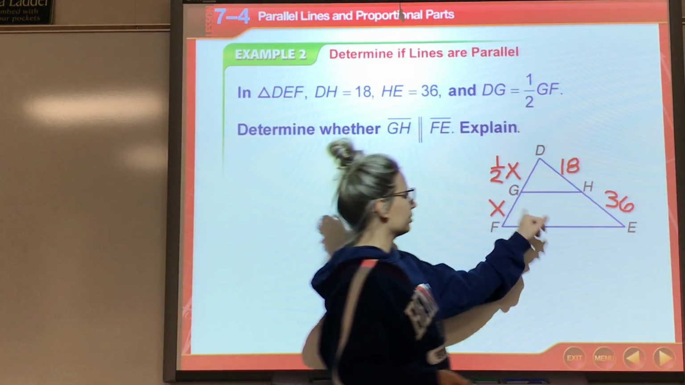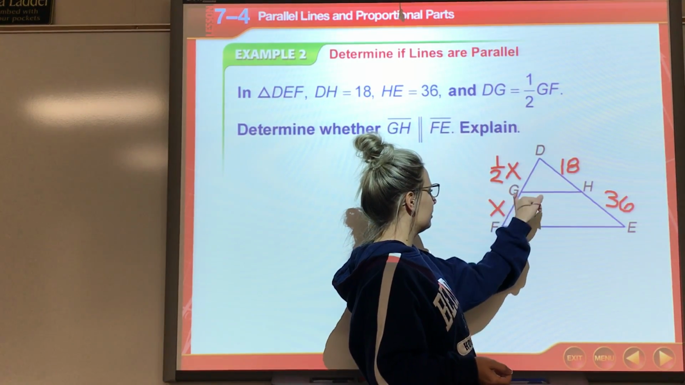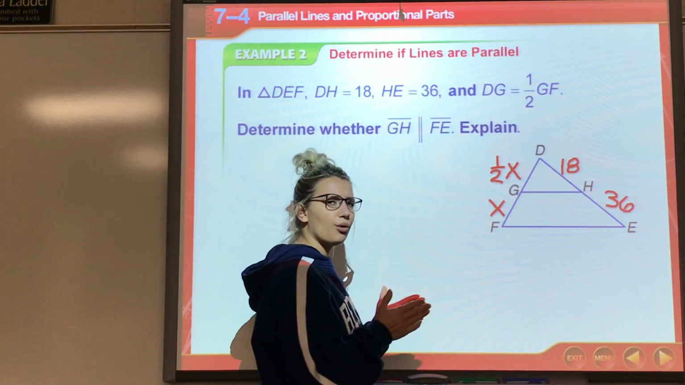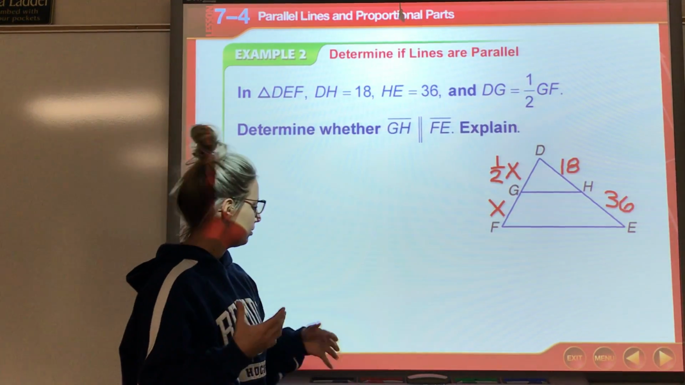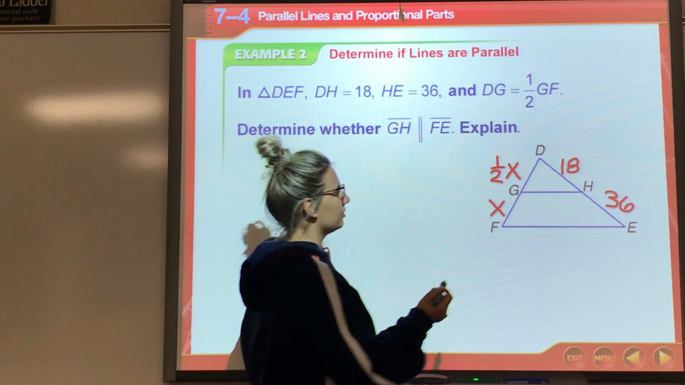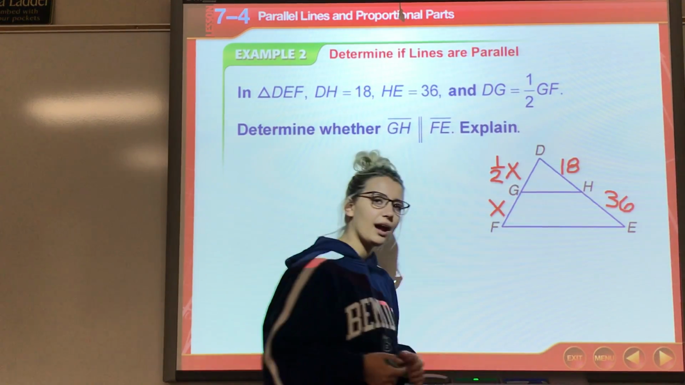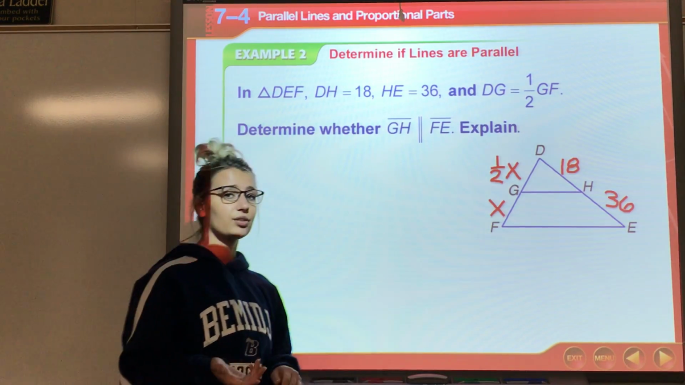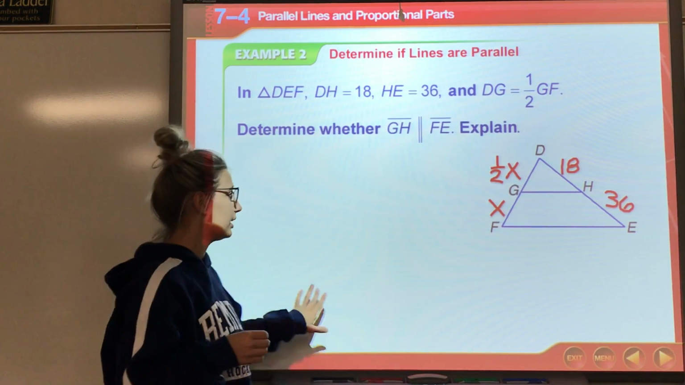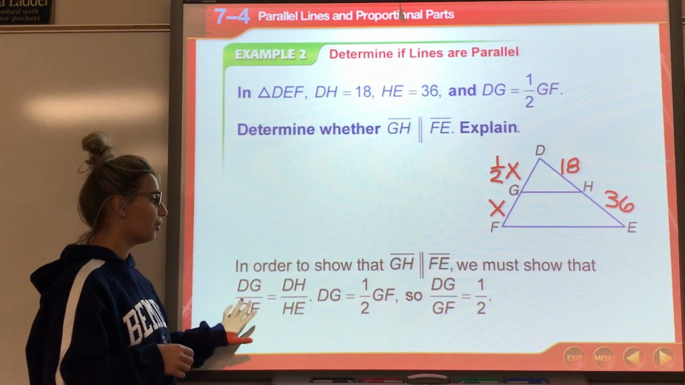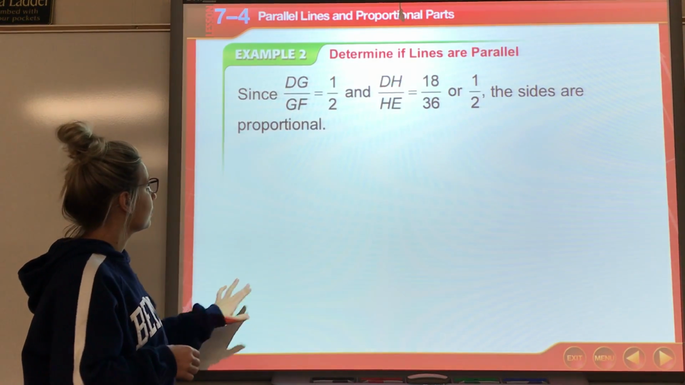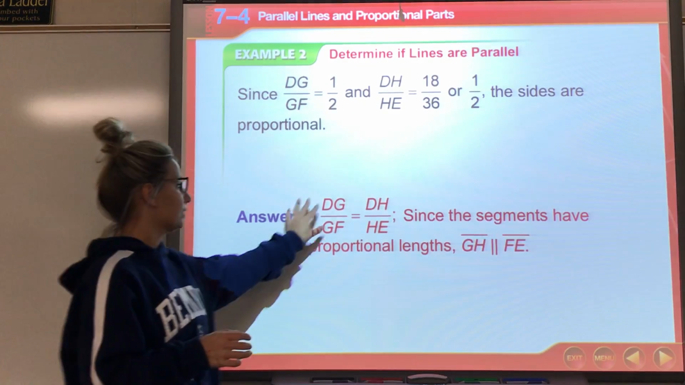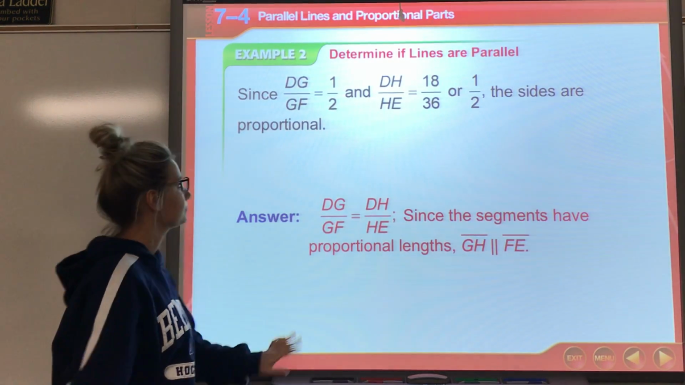So X is this GF and DG is 1/2 of it. So if these were proportional, 18 would be 1/2 of 36, right? Well, that's true. 18 is half of 36. So since those proportions are equal, we can prove that the segments are parallel because this is proportional.